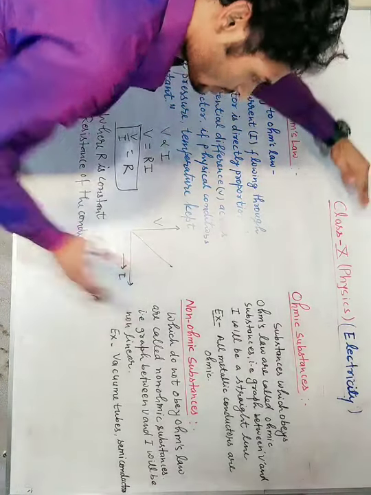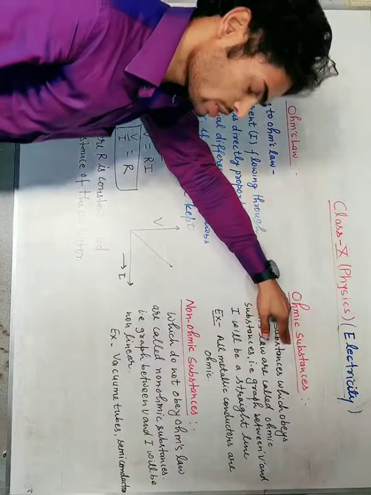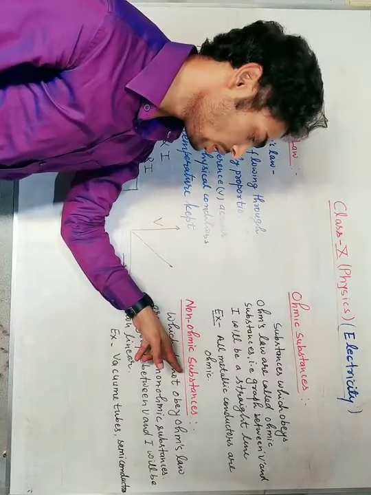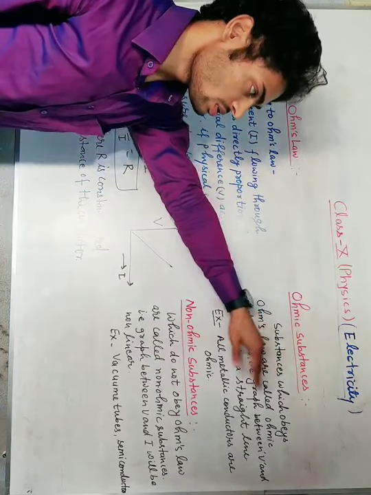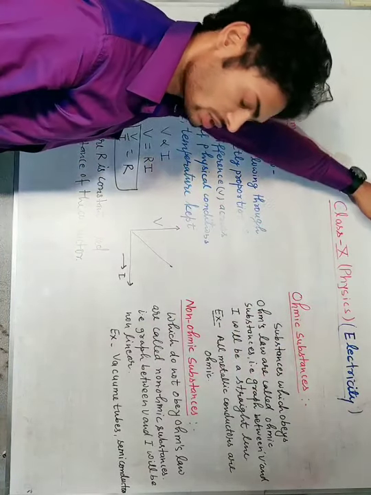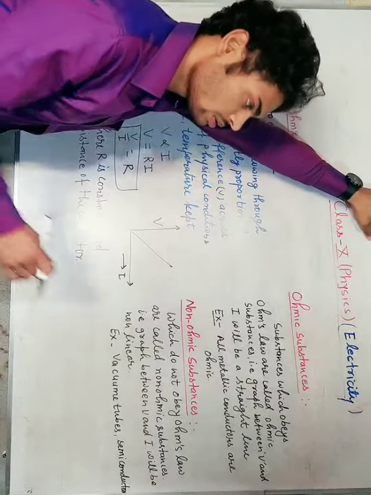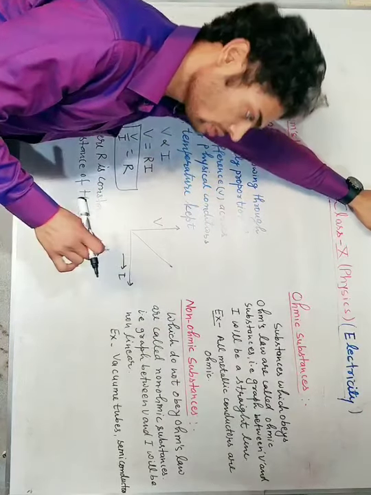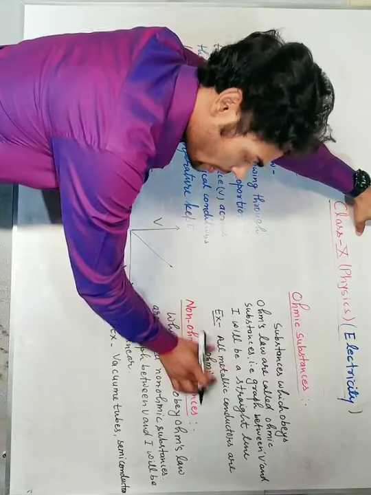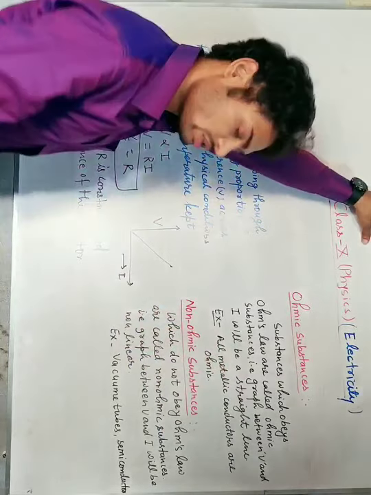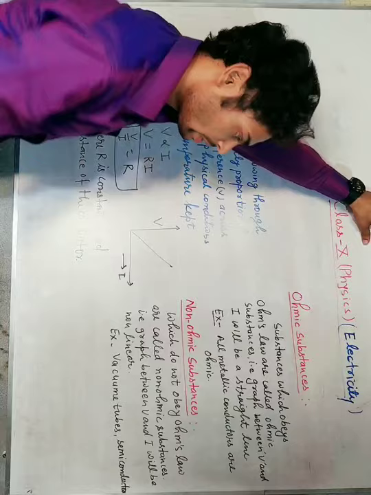There are two types of substances: first, ohmic substances, and second, non-ohmic substances. Ohmic substances are the substances which obey Ohm's law. The graph between V and I will be a straight line for ohmic substances. For example, all metallic conductors are ohmic substances.